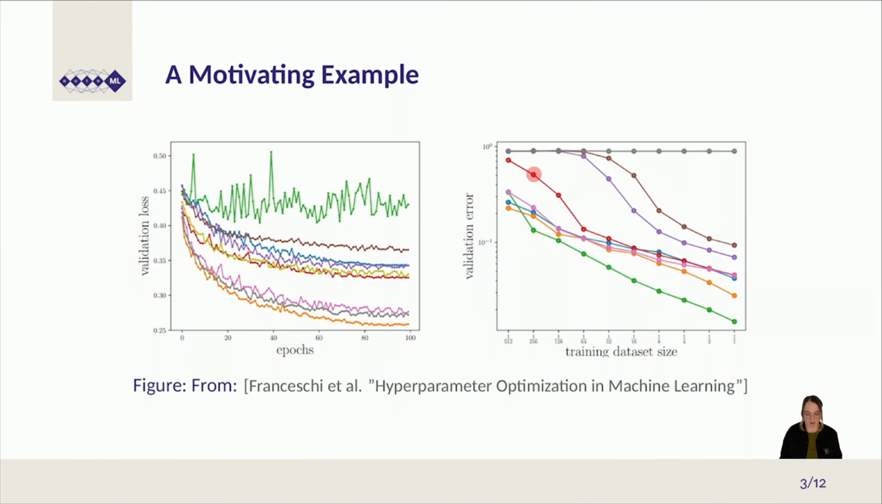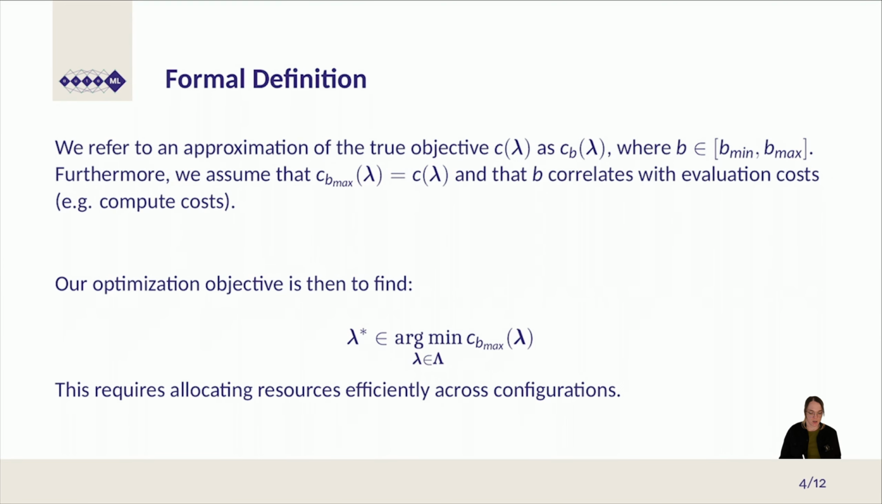The same here, we can get a pretty good idea of our objective function with a very small data set size. So there is no need to evaluate all models on the large data set. Now the question is, how can we formalize this into an algorithm? So let's start with a more formal definition also of the setup.